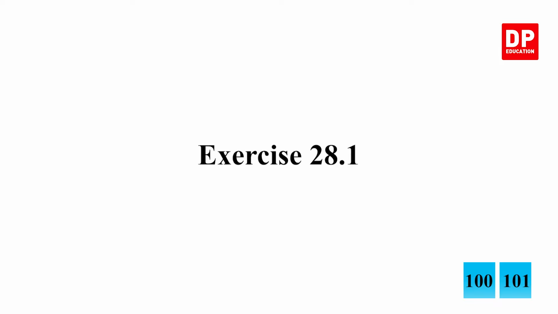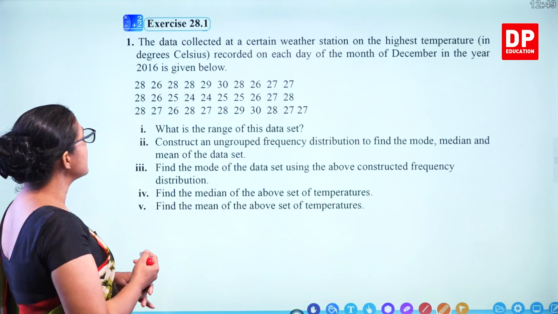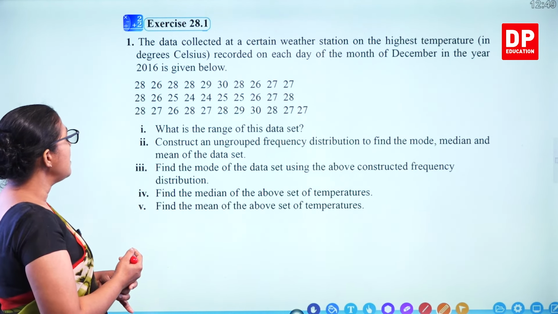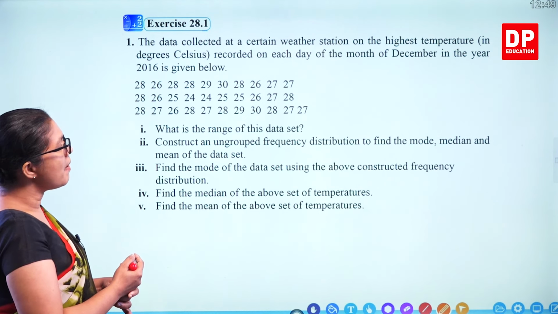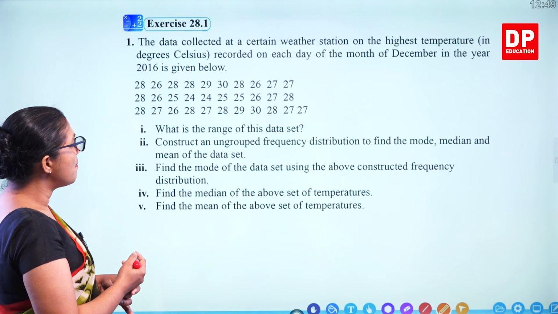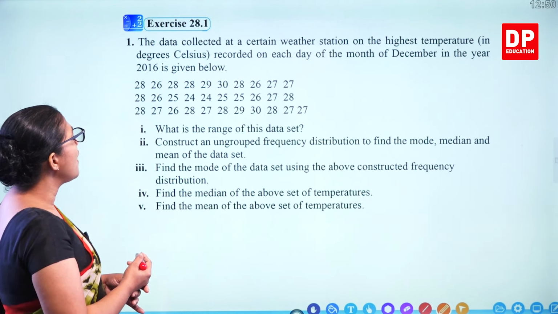Now we'll look at exercise 28.1. The data collected at a certain weather station on the highest temperature in degrees Celsius recorded on each day of the month of December in the year 2016 is given below. What is the range of this data set? Construct an ungrouped frequency distribution to find out the mode, median and mean. Find the mode of the data set using the above constructed frequency distribution. Find the median of the above set of temperature. Find the mean. So first we'll find out the range.